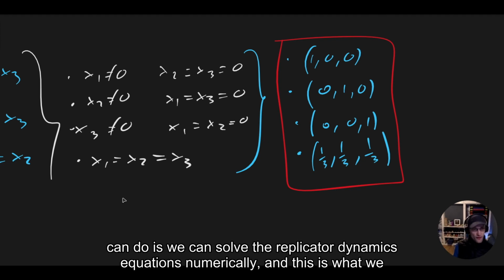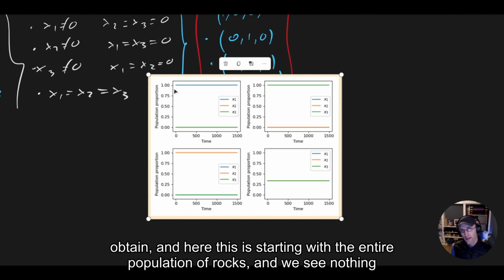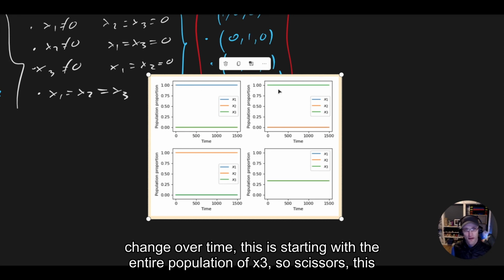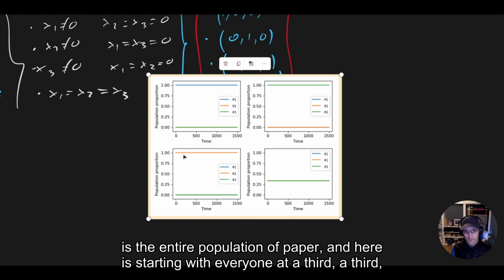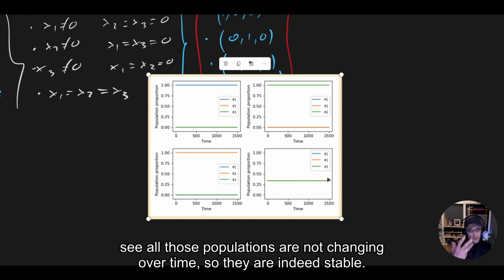And what we can do is we can solve the replicator dynamics equations numerically, and this is what we obtain. Here, this is starting with the entire population of rocks, and we see nothing changes over time. This is starting with the entire population of x3, so scissors. This is the entire population of paper, and here is starting with everyone at a third, which is the only way we can get everyone equal when they sum to 1. And you see all those populations are not changing over time, so they are indeed stable.